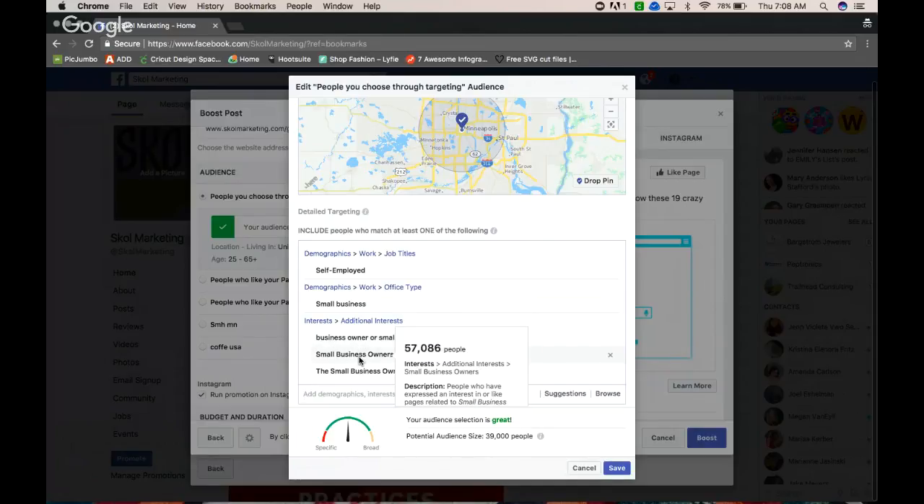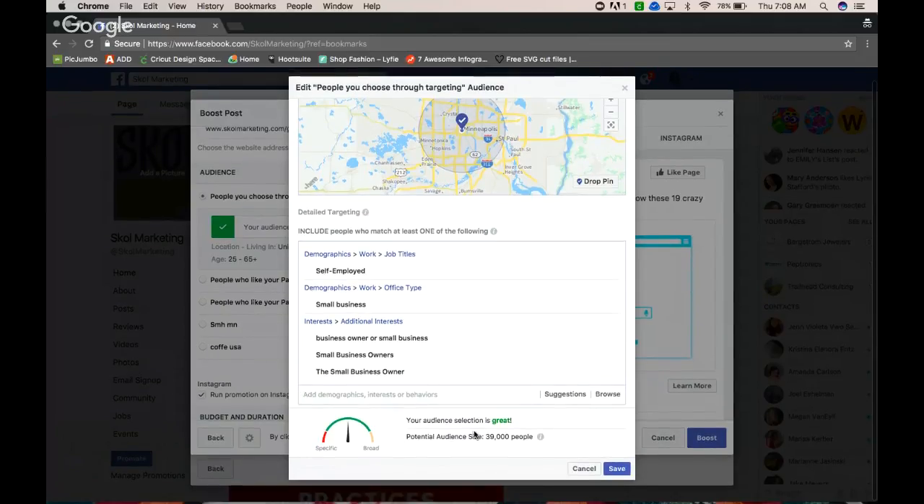The small business owners, 57,000. So you can get a good grasp of this. Now, you're going to want it in the thousands, most likely, in order to have an effective campaign. If you have it too narrow, it's hard. Obviously those numbers look really appealing, but Facebook has a hard time going after them and getting them to interact with your ads.